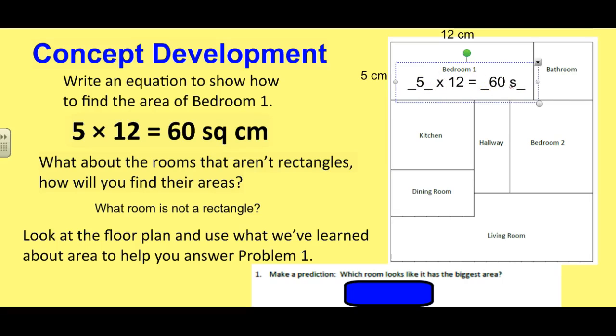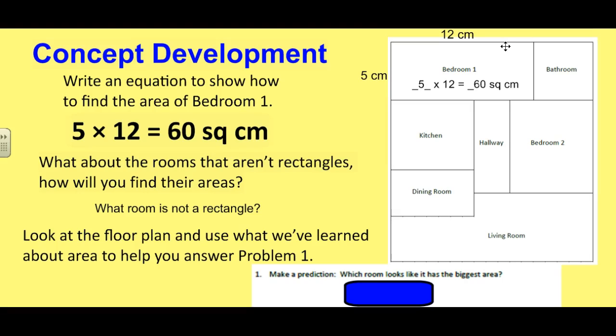If you have not put square centimeters, I would like for you to go ahead and put that. That is the unit we're using to measure the areas of each room in this floor plan. Okay, so all of these other rooms, you're going to have to do the same thing. You're going to have to measure the width and the length to find the area of each room. But what about the rooms that are not rectangles? How are you going to find the area of those rooms?